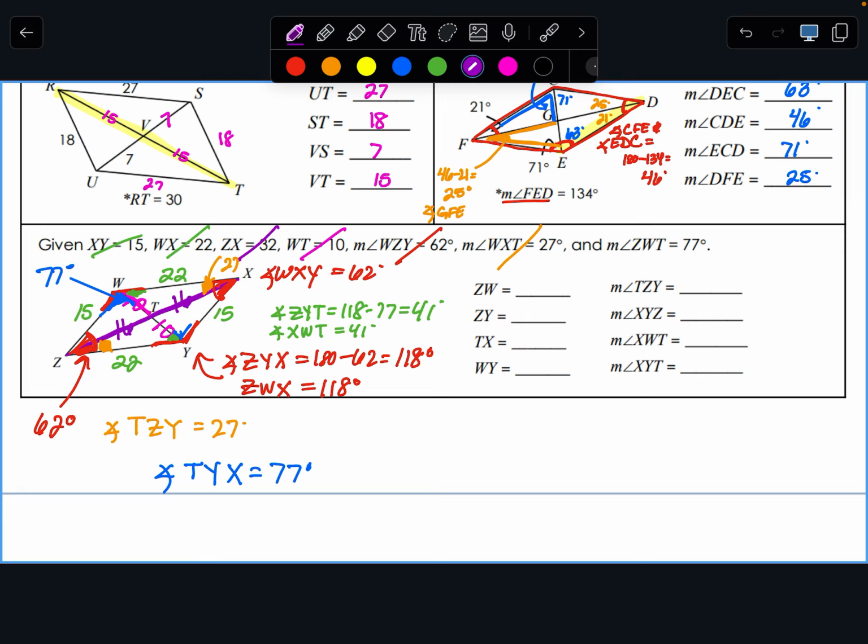And then for the last one, this one is 62 minus 27, which is 35. And that's angle WZT and YXT. And I ran out of room to write angle.